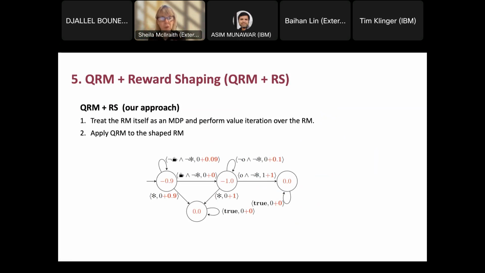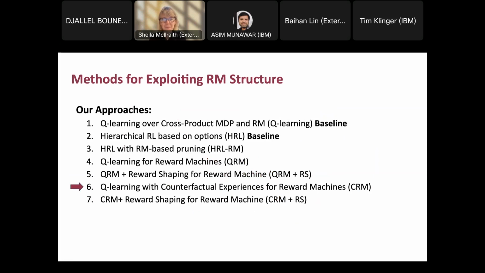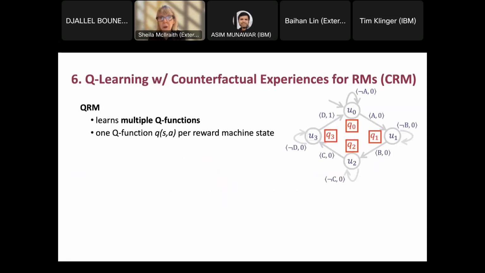And you can see the reshaped reward machine down here just to give you a sense of what it might look like. It's just adding a little bit of cookie here and taking a little bit of cookie away somewhere else. So a final algorithm that I'm not going to talk about today, but for those who are interested, you can look at our papers. In addition to QRM, we've also defined something called CRM.